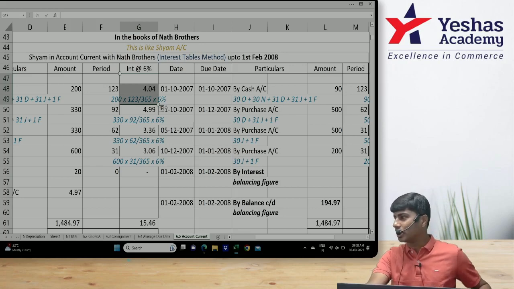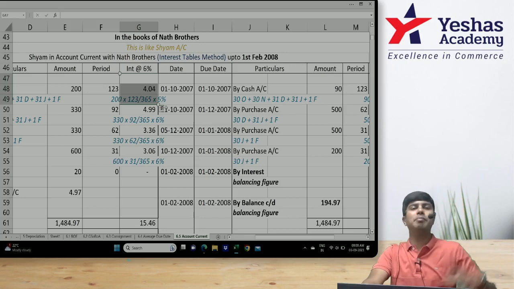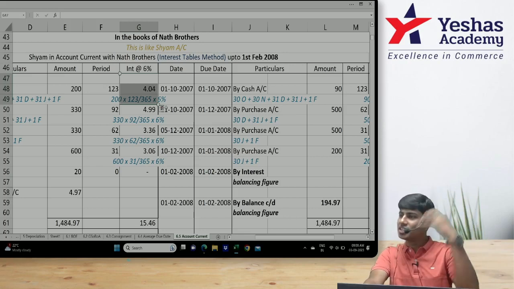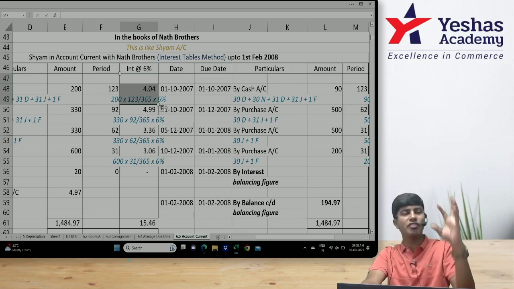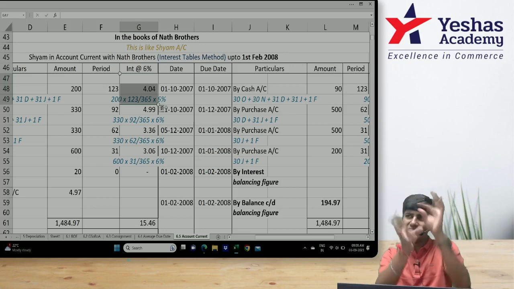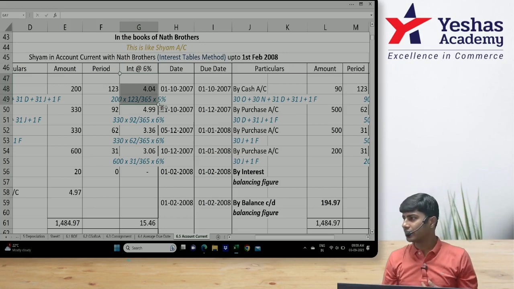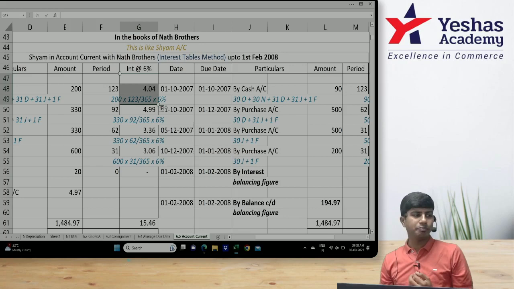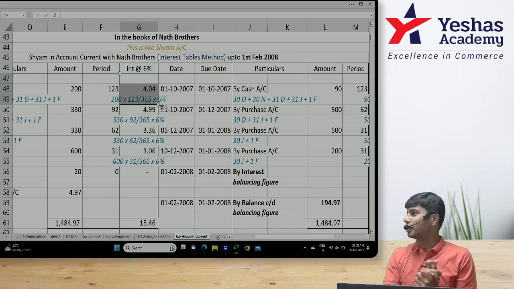Now, throughout I've been telling you account current is not a separate chapter. Account current is not a new topic. It is an extension of average due date. Average due date tweaked a little is account current. Correct. So for the same question, shall we apply the average due date concept?